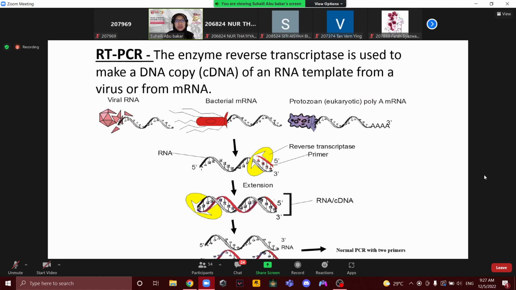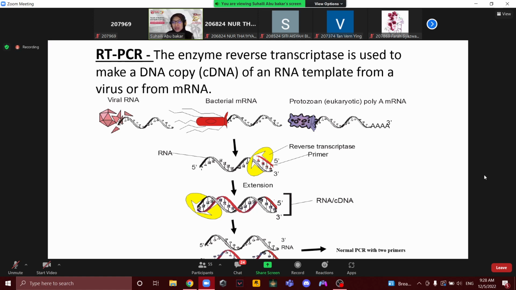Reverse transcriptase PCR. The enzyme reverse transcriptase is used to make a DNA copy, a complementary DNA, of an RNA template from a virus or from mRNA. For example, you want to investigate bacteria or a virus. For COVID-19, you are using PCR, called RT-PCR. What you get is probably RNA. You extract RNA from the virus, then you have to convert it to cDNA. During the conversion, we call it reverse transcriptase PCR, the type of PCR that we use to convert RNA to cDNA first.